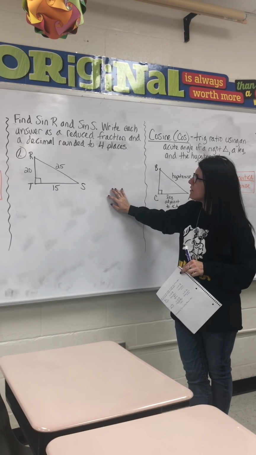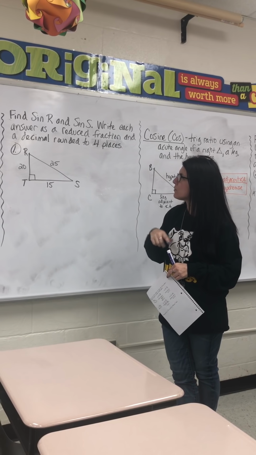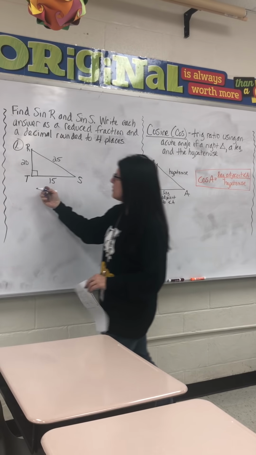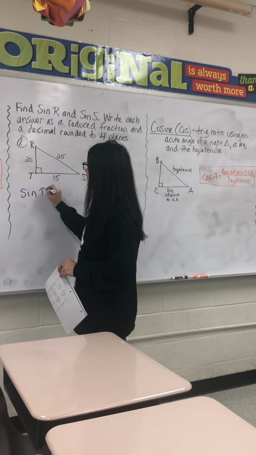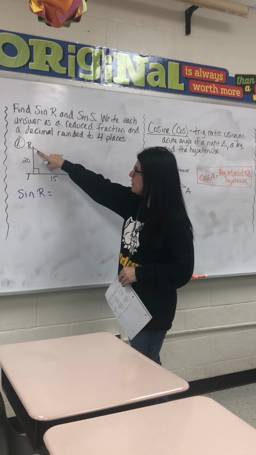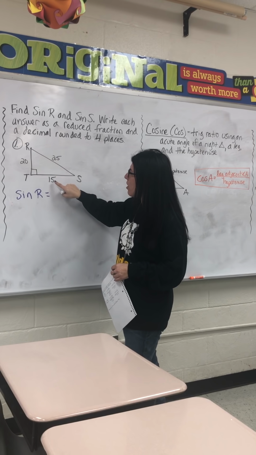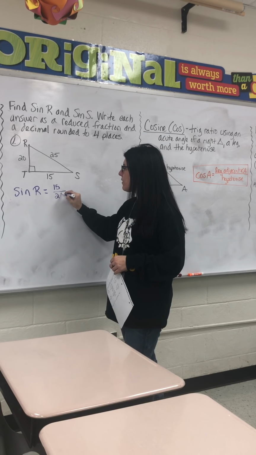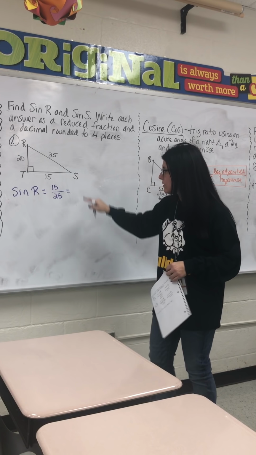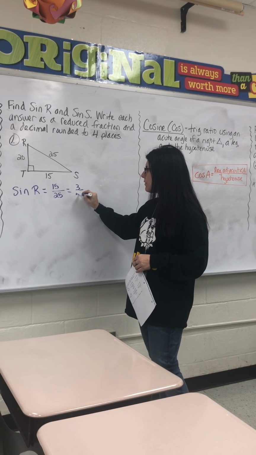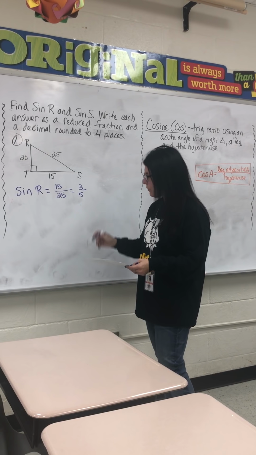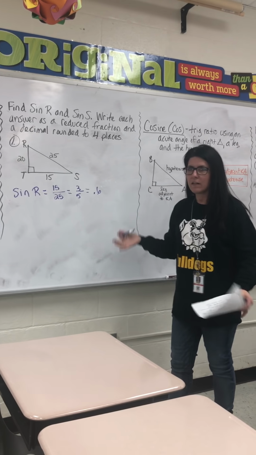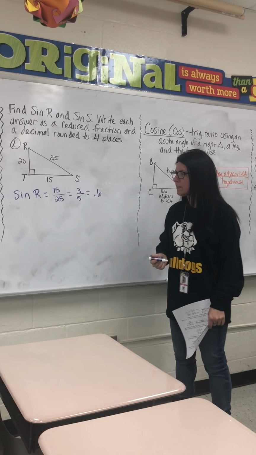It says find the sine of R and the sine of S, write it as a reduced fraction and a decimal rounded to 4 places. So we're gonna do the sine of R first. So using our formula, here's angle R. The leg opposite R is 15 and the hypotenuse is 25. Always, always reduce. Divide both by 5 and you get 3/5 as your reduced fraction. When we plug this into our calculator, the decimal is 0.6. Nothing to round, it's just plain 0.6.